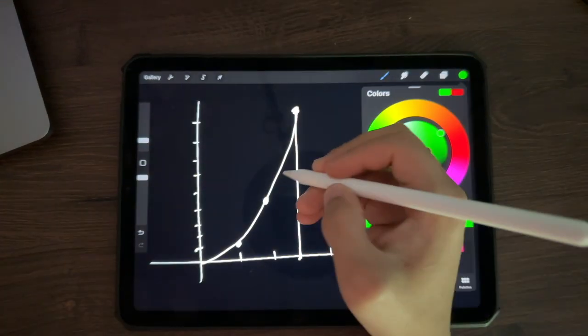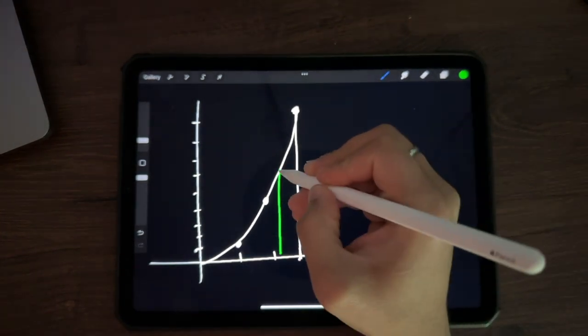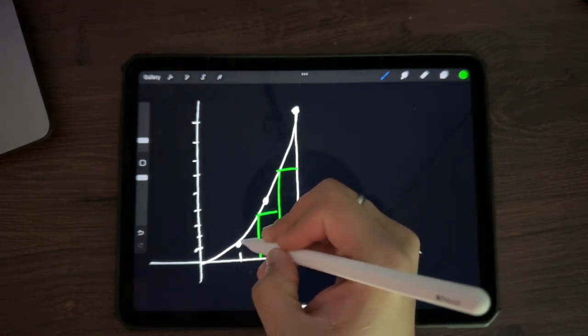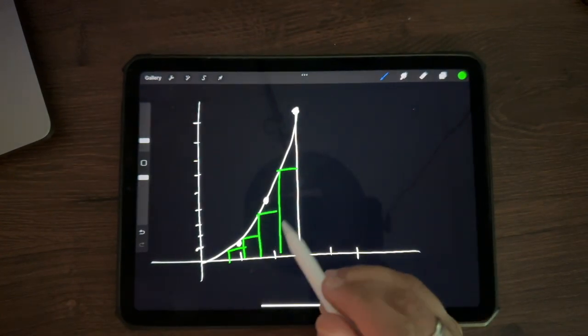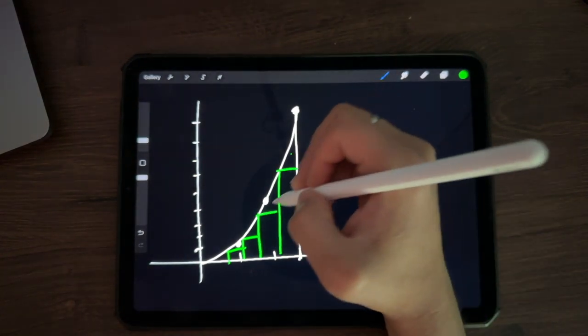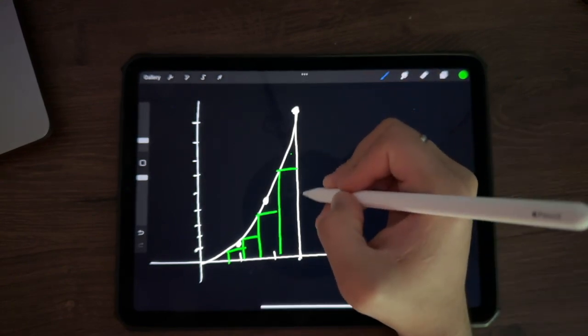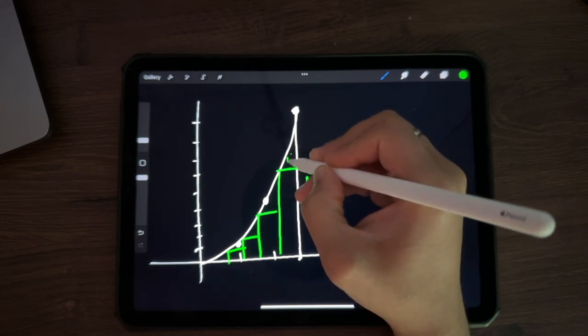We could start placing rectangles underneath it. So if we put a rectangle here, and another rectangle here, and another here, and another here, well, we have 1, 2, 3, 4 rectangles. And if we were to figure out the length, right? This is the length, and this is the width.